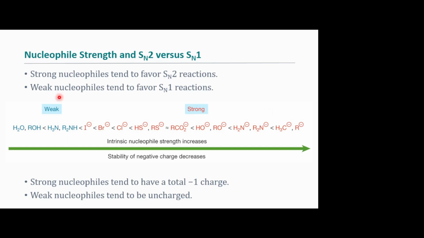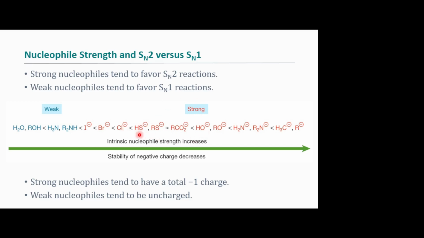Okay? And so these would be your strong nucleophiles right here. Okay? Notice that these right here are actually the alkanes with the anions. Okay? Those would be your carbanions. These right here would be like the hydroxide right here.